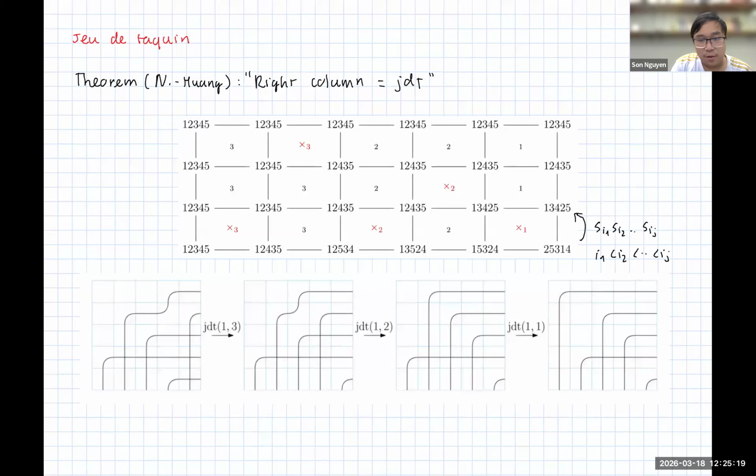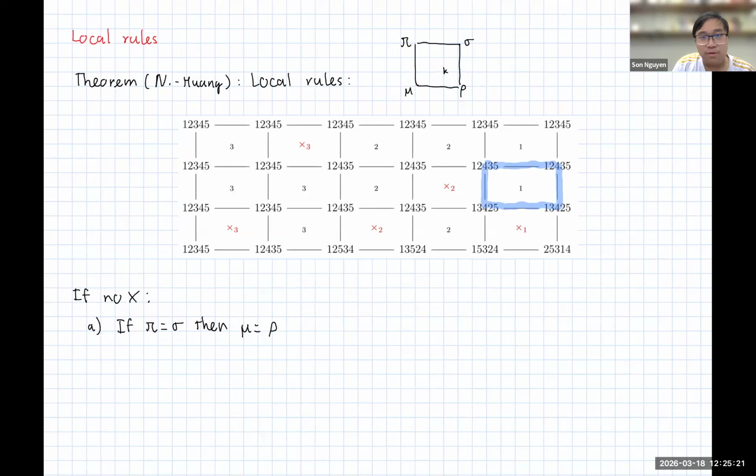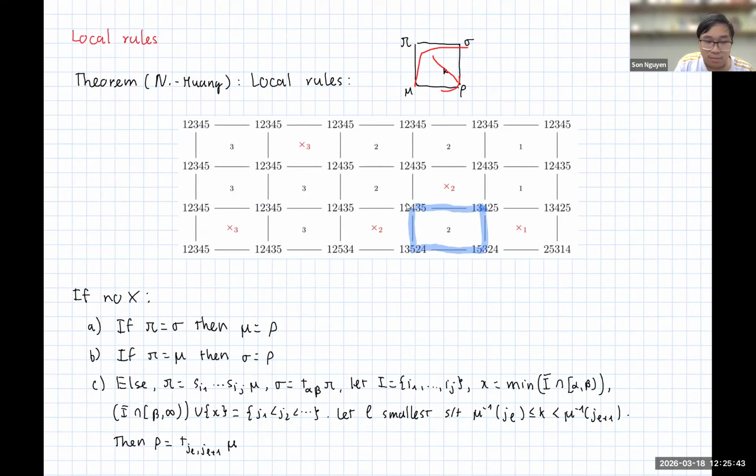All right. So I can tell you some rules. Again, I know these three permutations, and I want to find the fourth one. Some rules are very simple. For example, if these two are the same, then these two are just the same because there's nothing to do. And similarly, if these two are the same, then these two should be the same. The third one is more complicated, so let me do the fourth one before I go back to the third one.